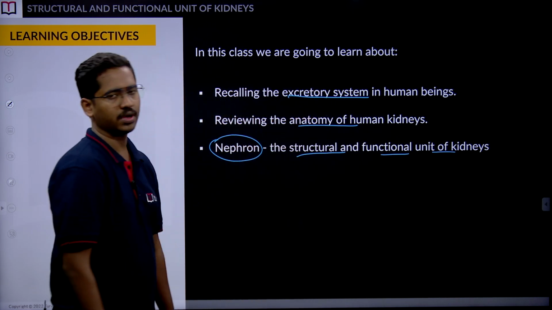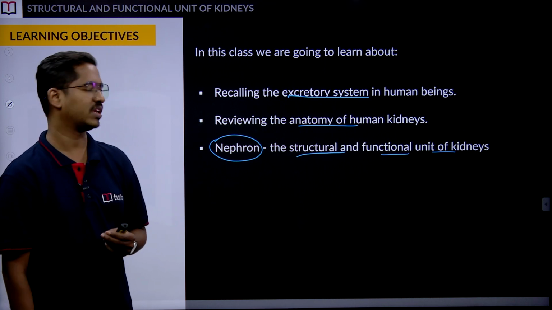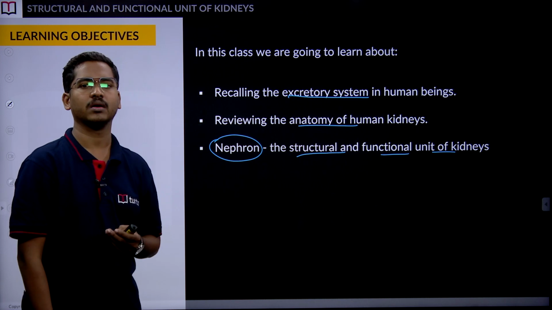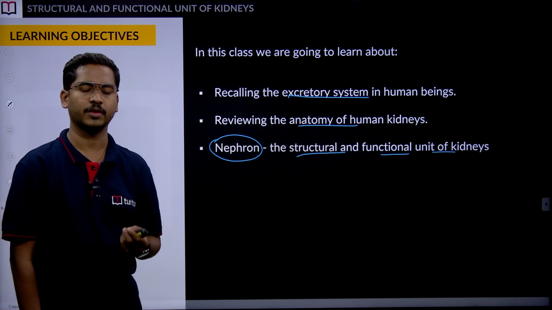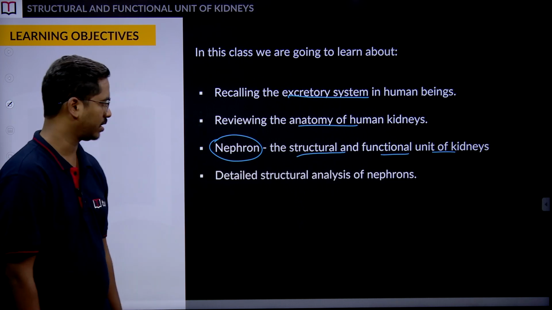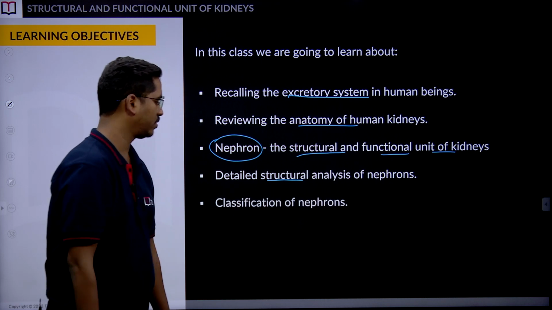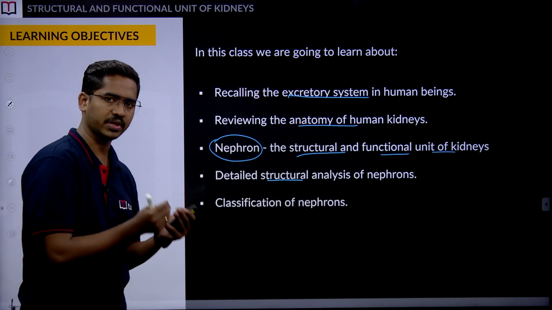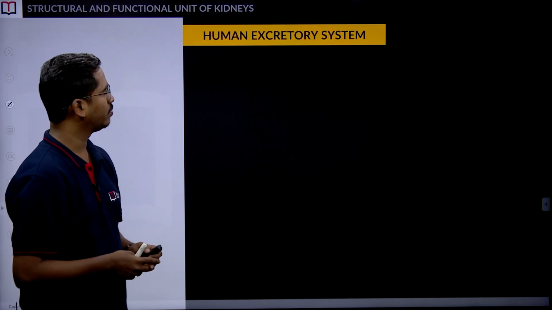We will have a detailed look at the labeled structure of the nephron, and we will also understand in the upcoming slides how the nephron functions depending on each part, how it is arranged, and then we will understand the structural analysis of the nephron, following which we will try to classify the nephrons. We will understand that classification, why and how they are classified. So let us begin with this.